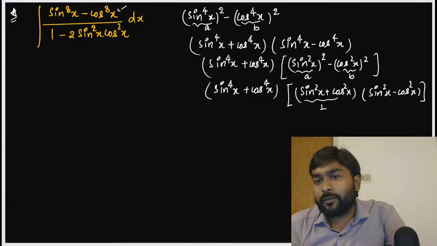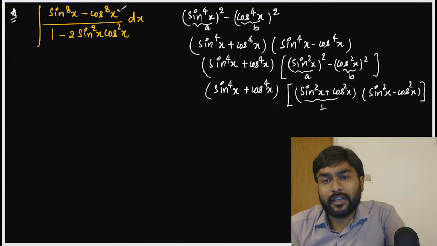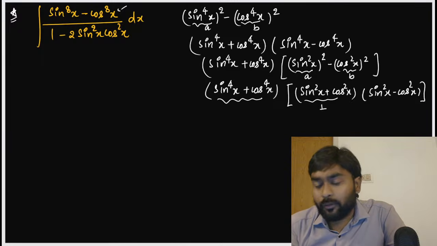This one we can't break, so this we will write. We can break this also, but no use. So this we will write as it is. Now this we will break. How will we break?